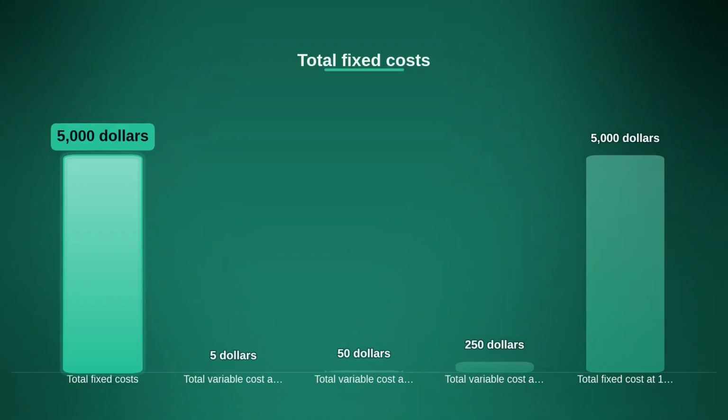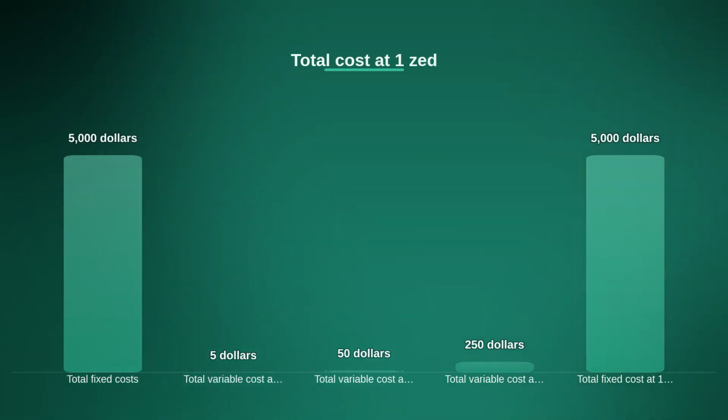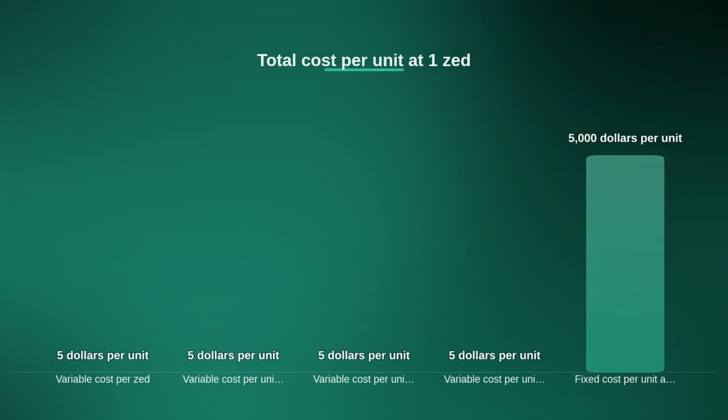Let's lock this in with a worked example using a product called a Z. Each Z has a variable production cost of $5 and the business carries total fixed costs of $5,000. If you only produce one Z, total variable cost is $5 and total fixed cost is still $5,000, so total cost is $5,005. On a per unit basis, at 1 unit, the variable cost per Z is $5 and the fixed cost per Z is $5,000, giving a massive total cost per unit of $5,005.